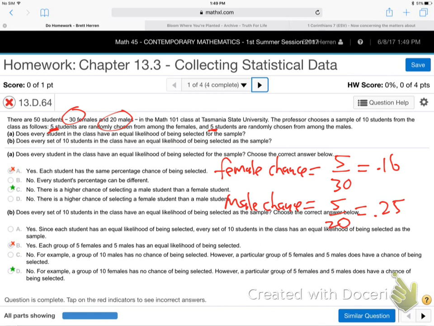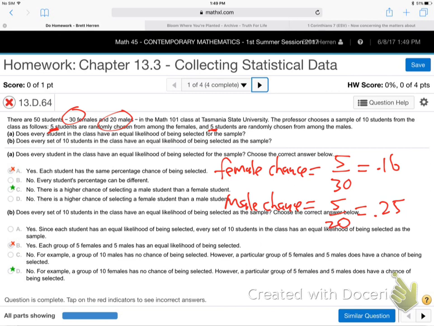Does every set of 10 students in the class have an equal likelihood of being selected? No. For example, the group of 10 females has no chance of being selected. You understand? He's not going to choose any group of 10 females. He's going to choose 5 males, 5 females. So this isn't truly random, is the point. The point in those questions is, this is kind of random, but it's not truly random.